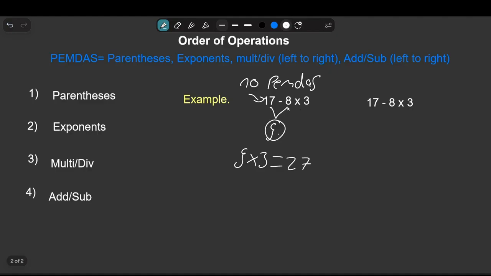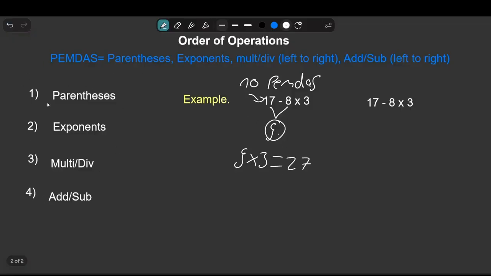So, let's say the times was not a multiplication sign, it was just an addition sign or a minus sign. That way, we don't have to use the order of operations because they are both the same value, let's say, and we can just go from left to right. But if you have addition or subtraction mixed with multiplication and division in one problem, we have to use the order of operations.